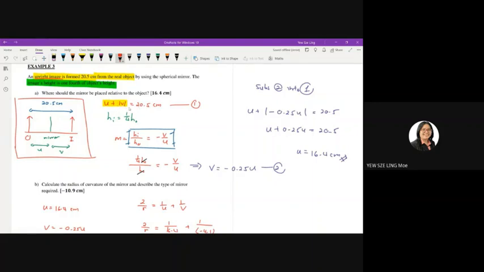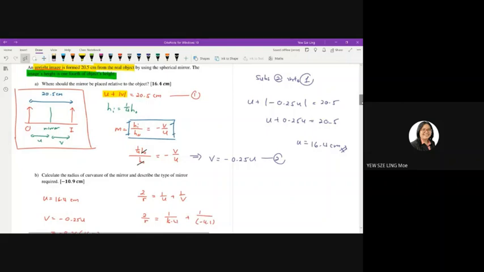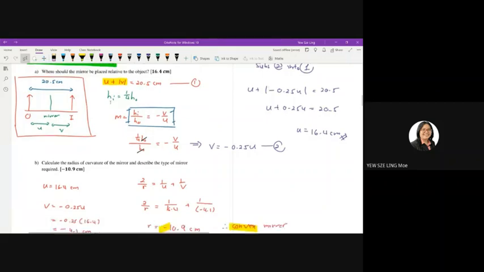If you have a minus sign, then you're not going to get 20.5 cm between image and object. So U plus V equals 20.5. The relationship between the height of the image and the object is 1 over 4. By using the equations for magnification, you obtain another relationship, which is V equals negative 0.25 U. Then you solve the simultaneous equations 1 and 2, and therefore you obtain U equals 16.4. Once you have it, you then proceed to question B.